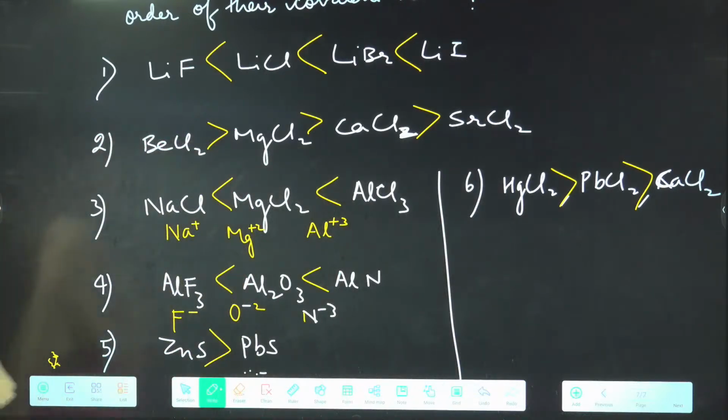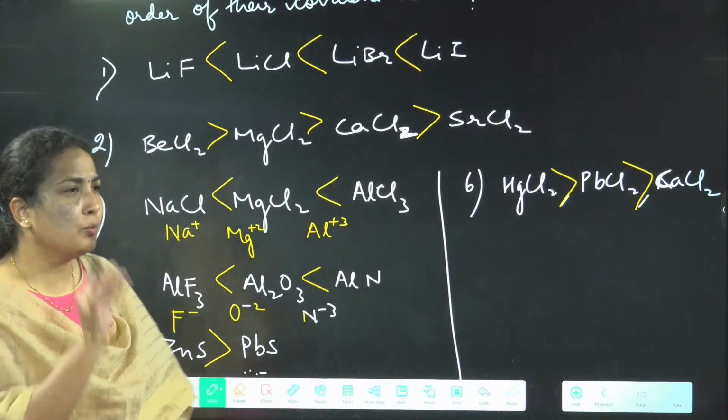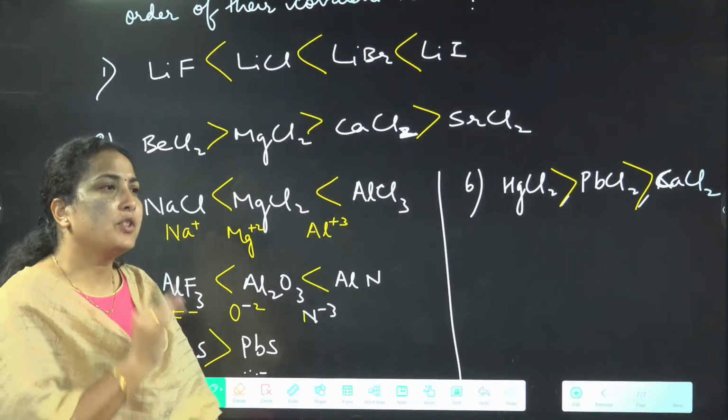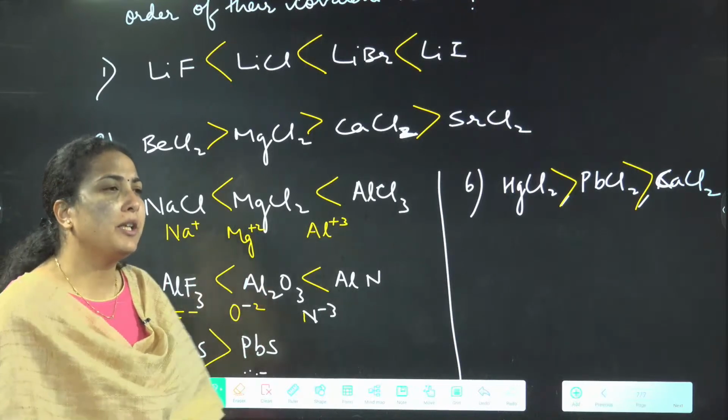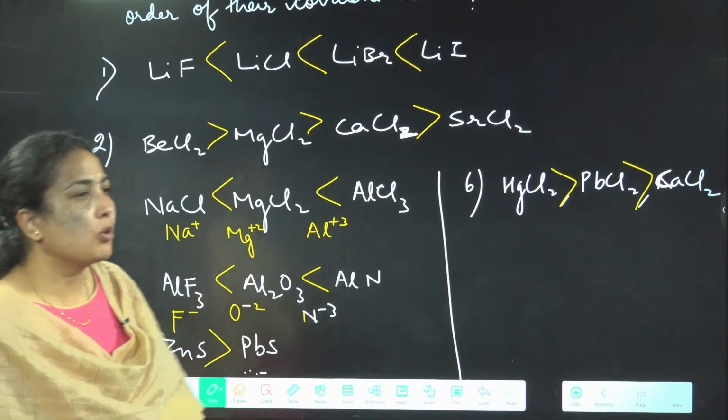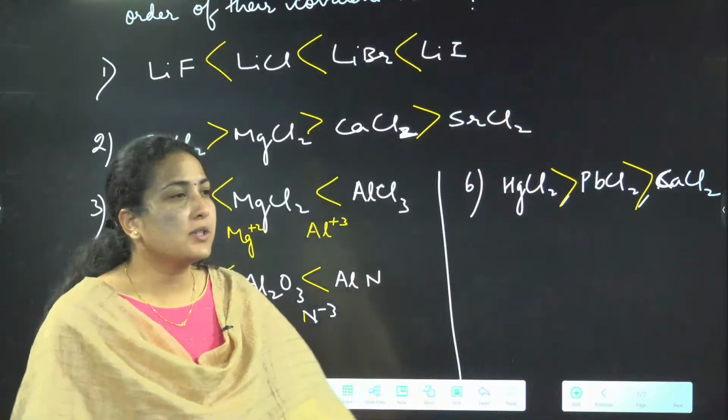So these kind of questions, very simple questions, are there. So you must remember what are the factors which are affecting polarizability and polarizing power, and eventually you will be able to understand what is causing more polarization, right? So I hope this is clear to all of you.